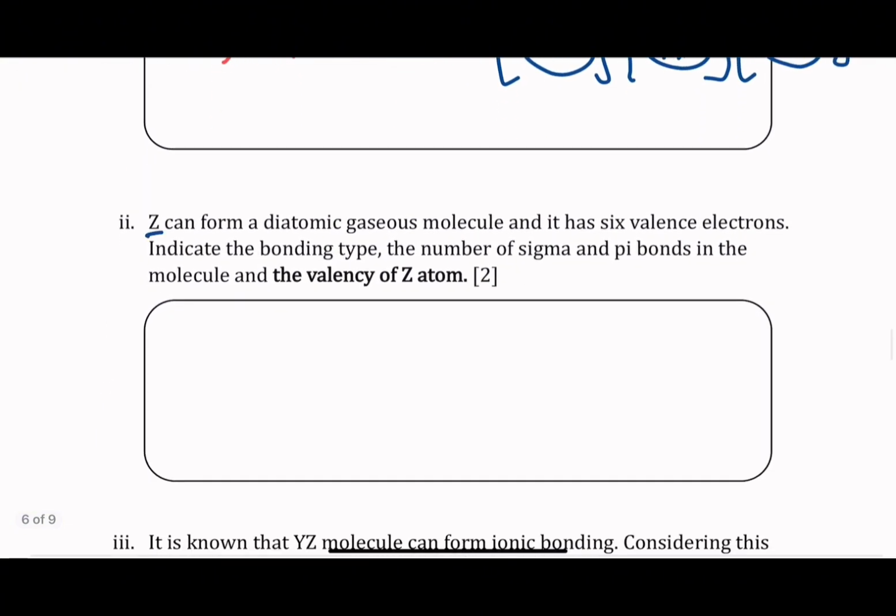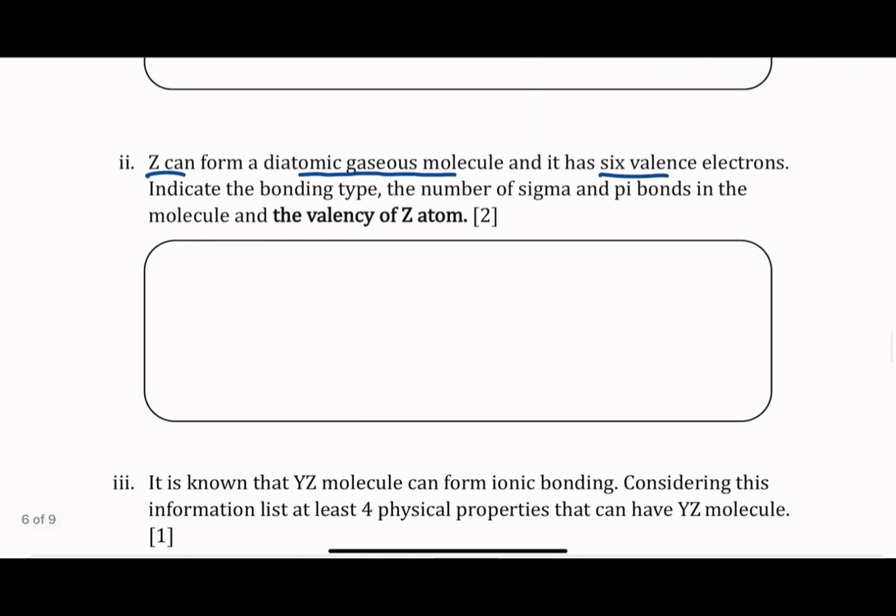It says Z can form a diatomic gaseous molecule. It has 6 valence electrons. Now Z diatomic means Z2. Okay, and it has 6 valence electrons. So if it does the diatomic gaseous molecule, we know that it is non-polar covalent, right?